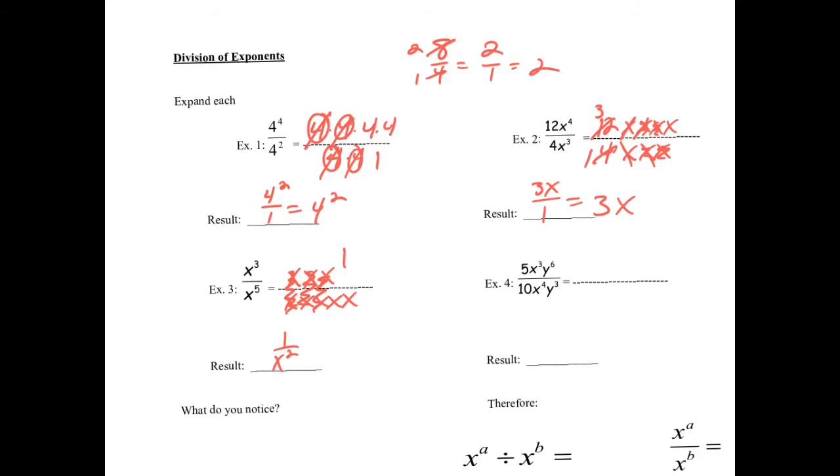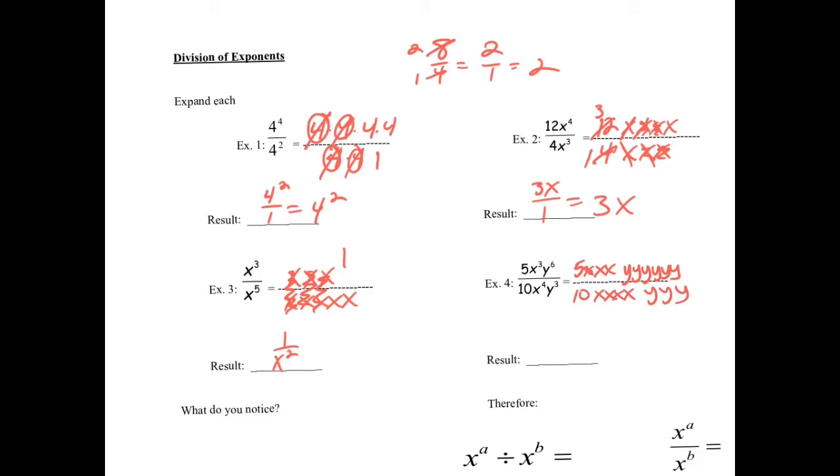And now for our fourth example, we have 5x to the 3rd y to the 6th divided by 10x to the 4th y to the 3rd. We'll go ahead and expand it. We have 5, x, x, x, and then y, y, y, y, y, y, divided by 10, x, x, x, x, and then 3 y's. So again, we follow our pattern.